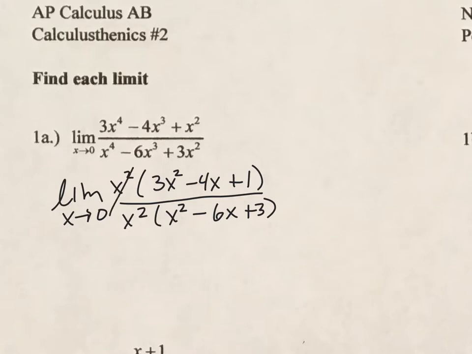Okay, and then if we use direct substitution at this point on the numerator, 3 times 0 squared is 0. So we'd have 0 minus 4 times 0 is 0 plus 1 on top. And then the denominator we'd have, when we put zeros in for x's, 0 minus 0 plus 3. So now we can see that this limit is 1/3.